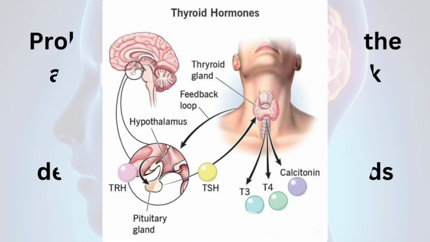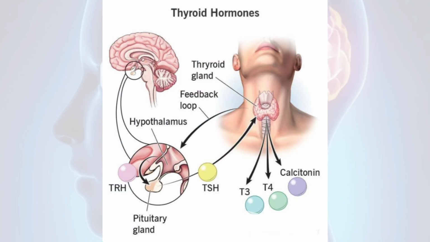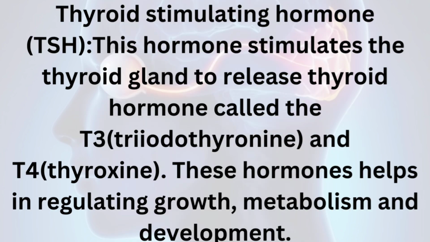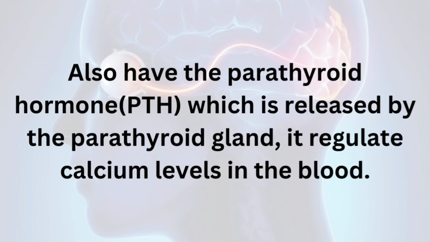We also have TSH, which is the thyroid-stimulating hormone. This hormone stimulates the thyroid gland to release thyroid hormones called T3, triiodothyronine, and T4, thyroxine. These hormones help in regulating growth, metabolism and development. And also the parathyroid hormone, PTH, which is released by the parathyroid gland. It regulates calcium levels in the blood. Both of these hormones fall under the category of peptide hormones.